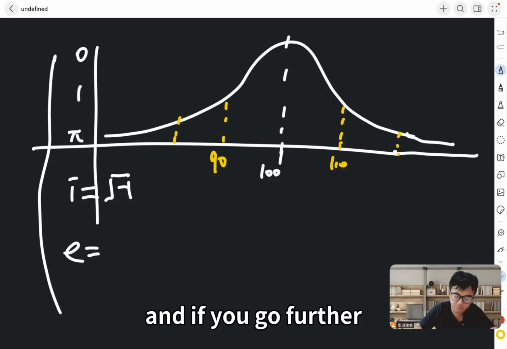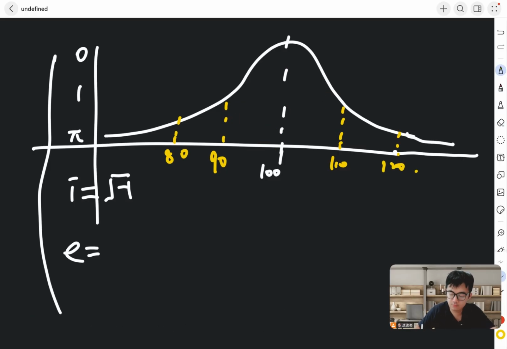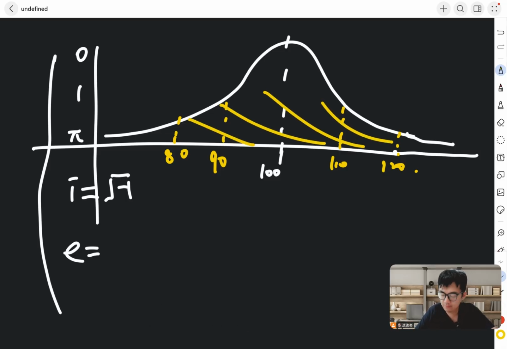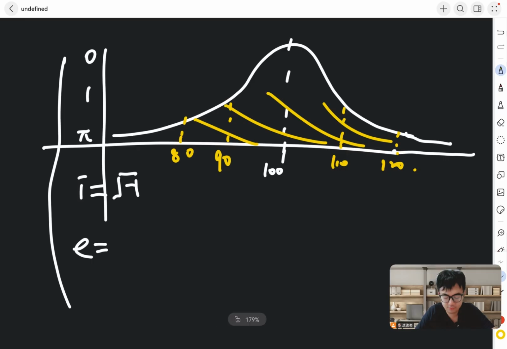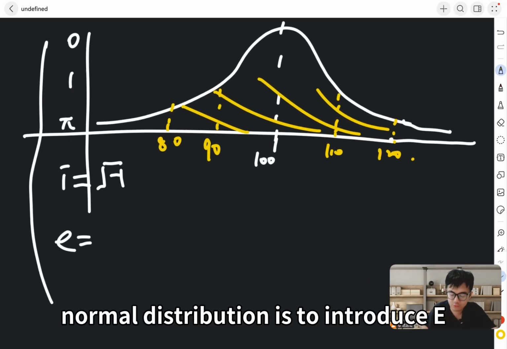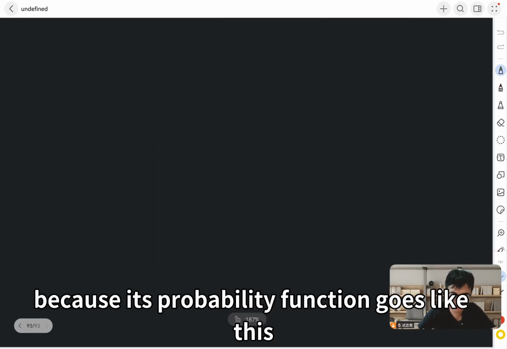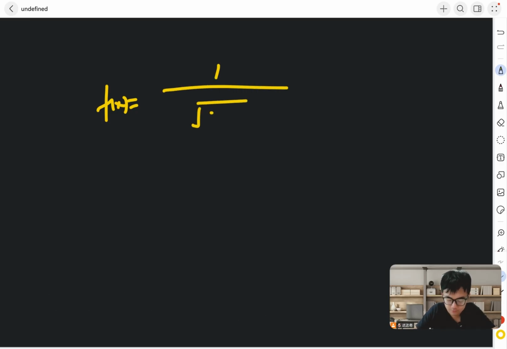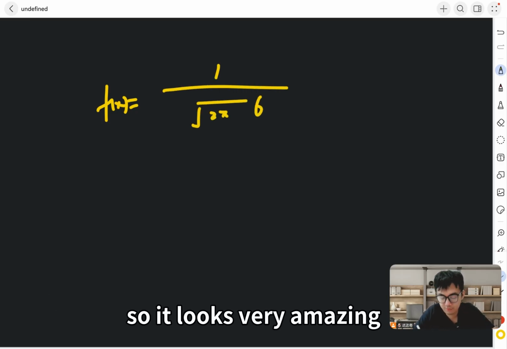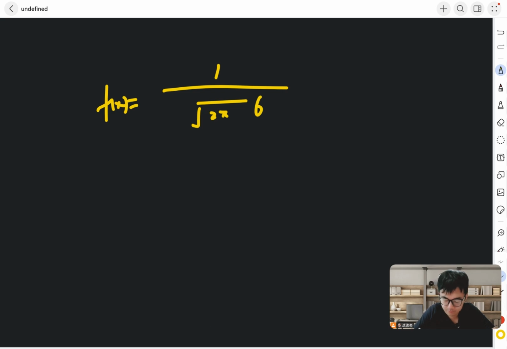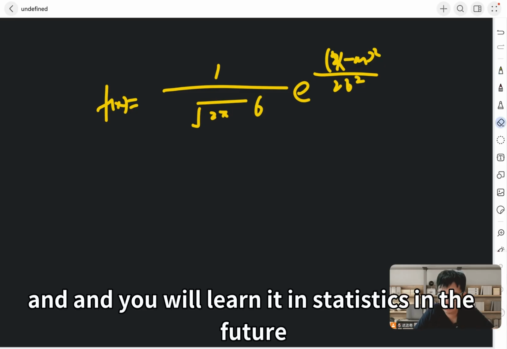And if you go further, it's even symmetrical. What I'm trying to mention with the normal distribution is to introduce e, because its probability function goes like this. So it looks very amazing. And you will learn it in statistics in the future.